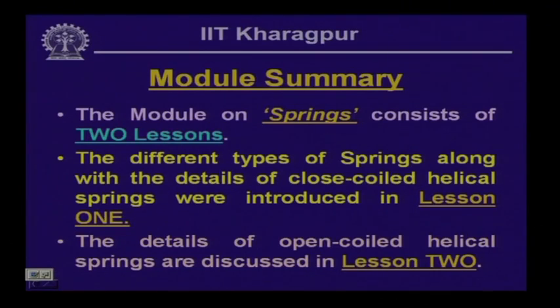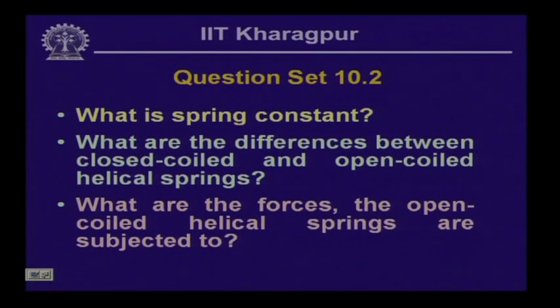And in this particular lesson, which is the second lesson of this module, we have looked into the stresses and deflection in open coil helical springs. These are the two aspects that we have seen in lesson 1 and lesson 2, and these are the questions which are set for you: what is spring constant, what are the differences between closed coil and open coil helical springs, and what are the forces the open coil helical springs are subjected to. Look into these questions, and if you go through the two lessons of this module, you will get the answers to these questions.